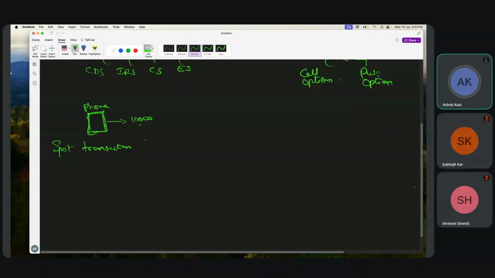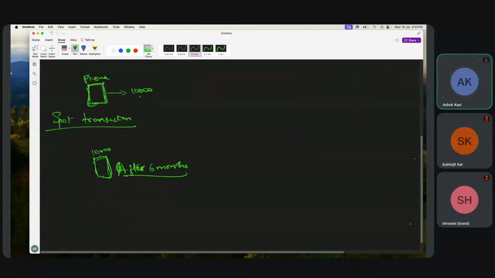Now case 2. Suppose I show you one phone and say I wish to sell this phone to you 6 months down the line. Right now it is 10,000, but after 6 months, assume you also accept that. After 6 months, you will pay me money and I will give you the phone. So what should be the price? It will go down, it will depreciate. Okay, fine, give me a number then. Let's say it is 9,000.